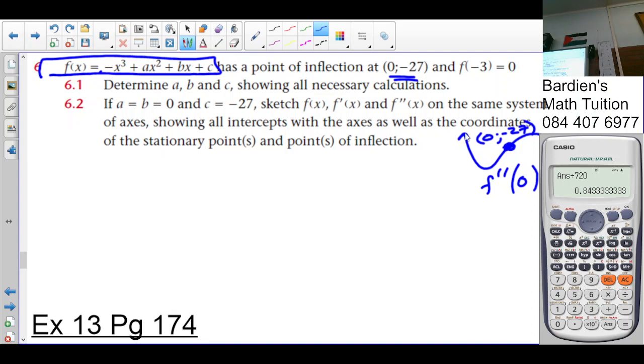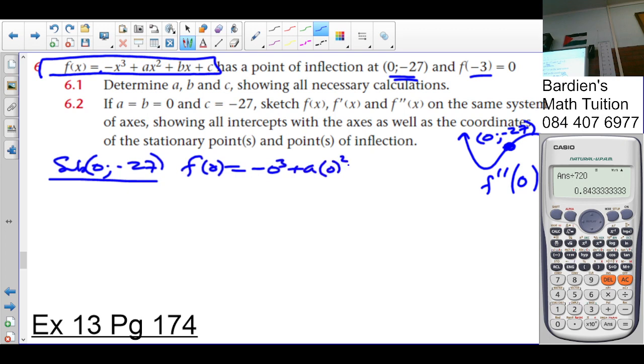And the third is coming from here. Alright? So what we do first, we can say that c is equal to 0, not so? By substituting 0, no, sorry, c can be negative 27. So once you do the substitution, f of 0 is equal to negative 0 cubed plus a times 0 squared plus b times 0 plus c, and that is equal to negative 27. So that cancels, so c is equal to negative 27.